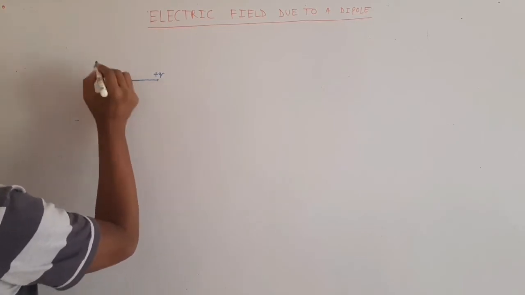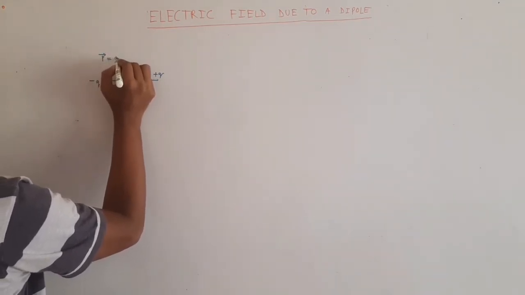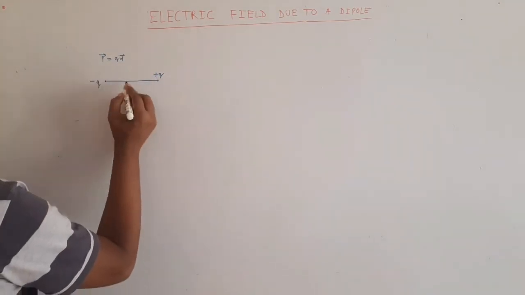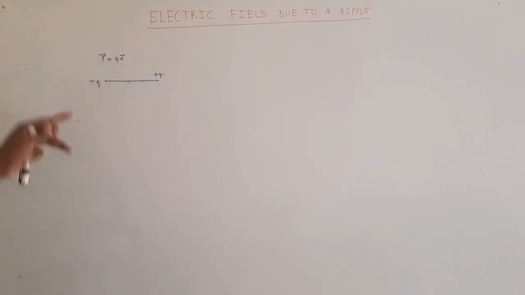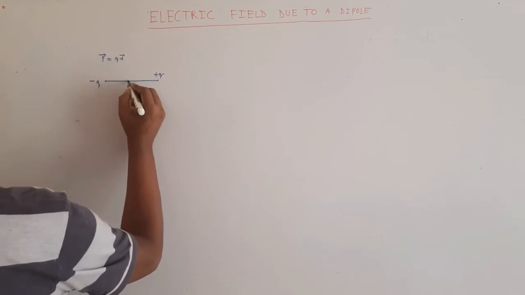Then we have the idea of electric dipole moment, that is q times d bar, and the direction is from minus to plus, in this direction. Since this is the electric dipole, it can be placed this way or that way, but right now we are interested in finding the electric field at a point on its axis, r units away from its midpoint. So this is the midpoint.